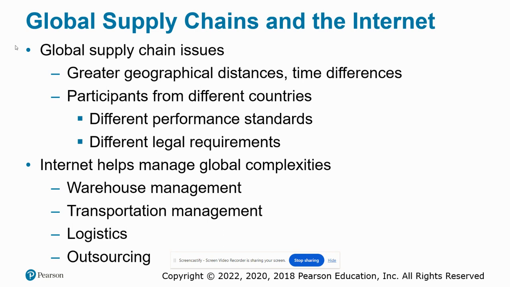There are additional complexities experienced by global supply chains. Today's apparel industry relies heavily on outsourcing to contract manufacturers in China and other low-wage countries. Apparel companies use the web extensively to manage their global supply chain and production issues.